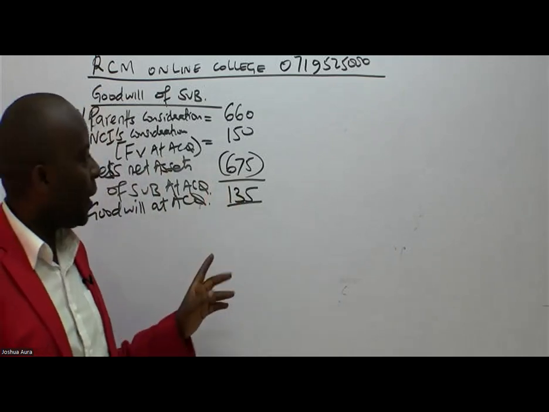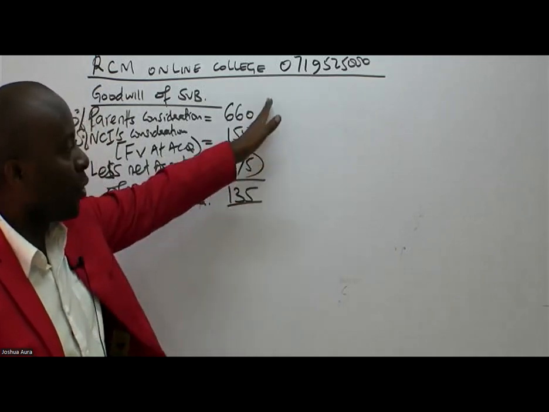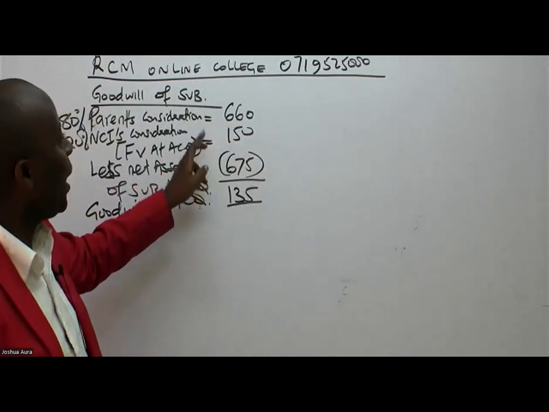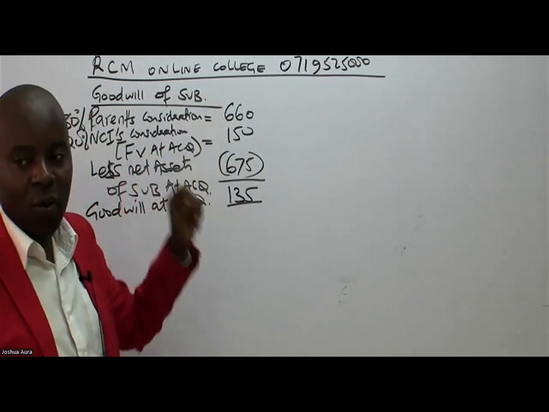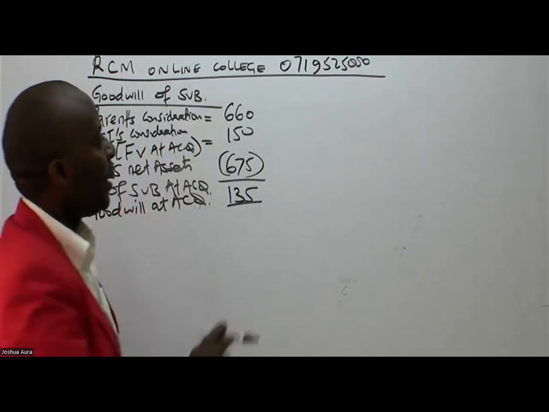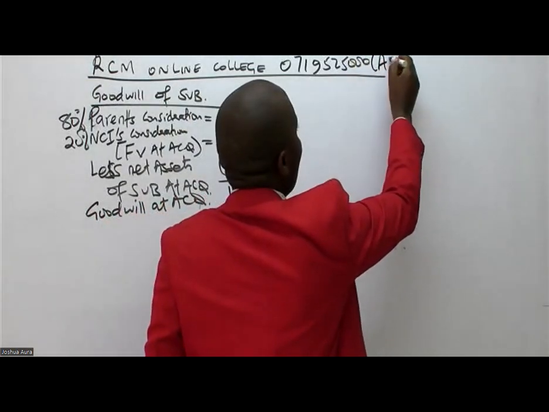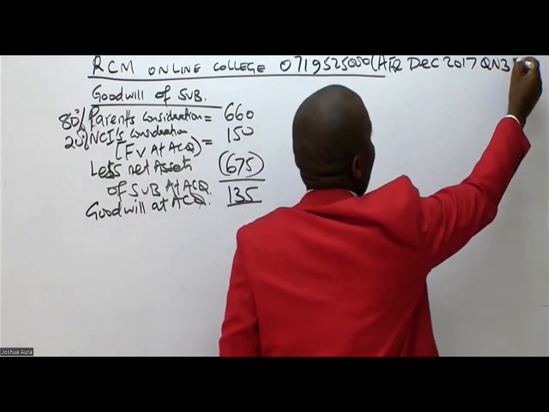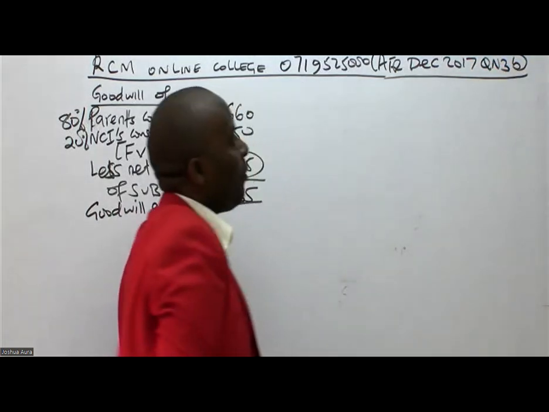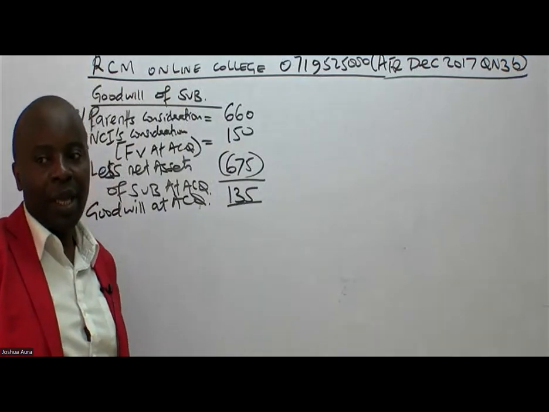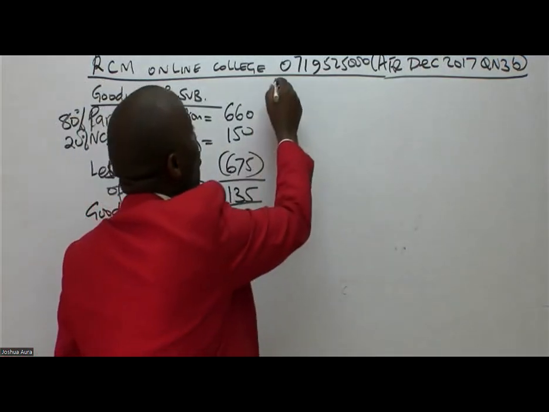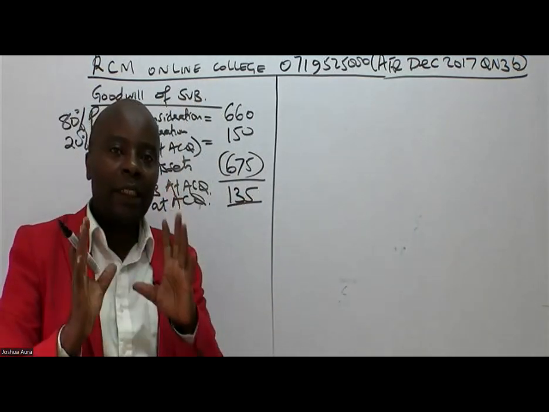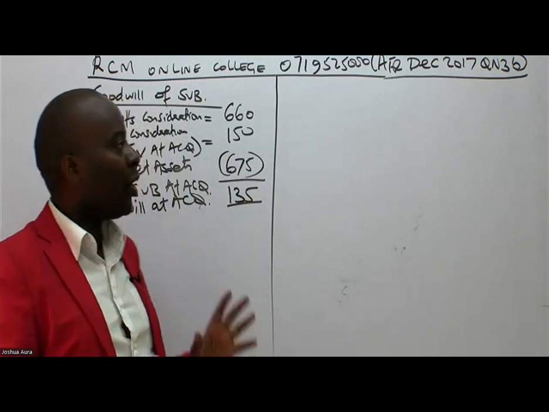Great. Now, ladies and gentlemen, this is the normal way that we use to calculate goodwill. But remember, this is a cash flow statement question. Don't forget that we are doing advanced financial reporting, December 2017, question number 3B. So I want to show you how we compute goodwill whenever we have a cash flow question. So method number two.